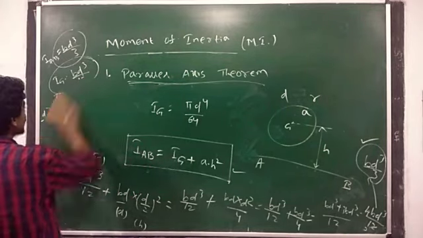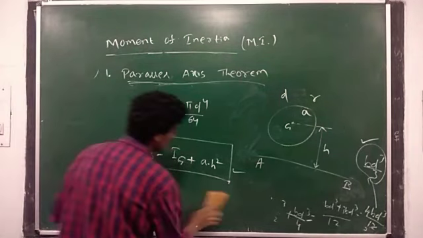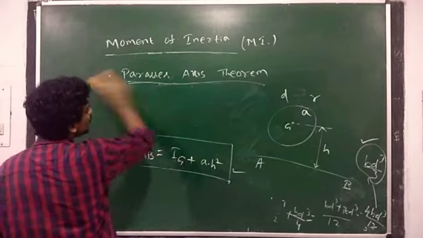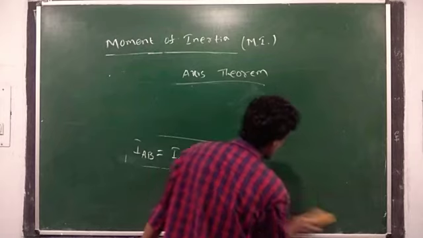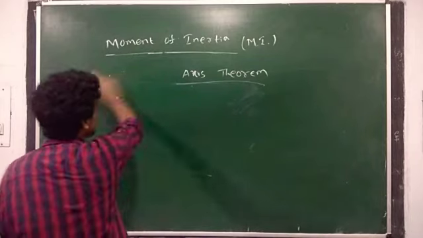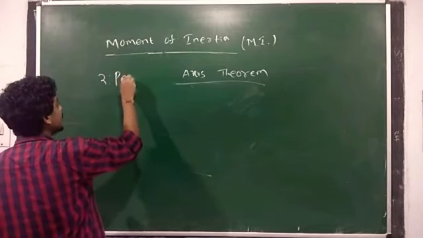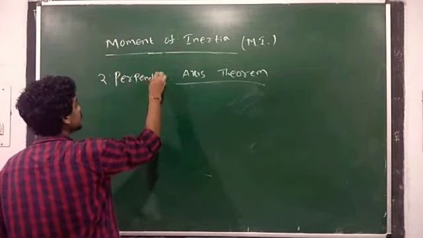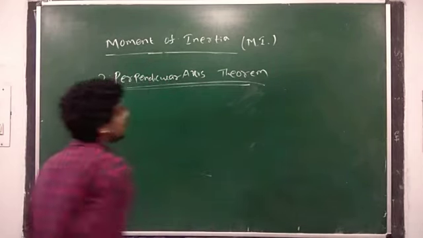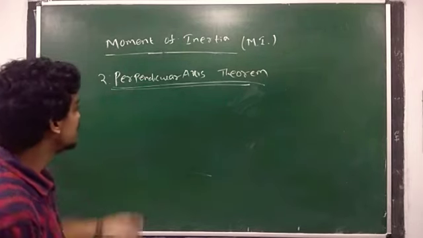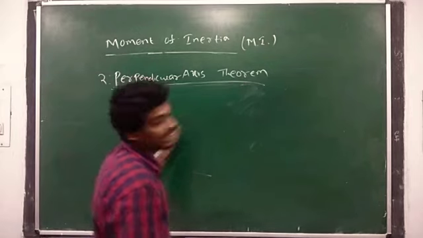Next, the last part of this lecture, that is the perpendicular axis theorem. I hope you are noting down while I am writing on the board. So the second and last theorem, that is the perpendicular axis theorem. This is much easier than the parallel axis theorem because here you just add two moments of inertia about two directions.